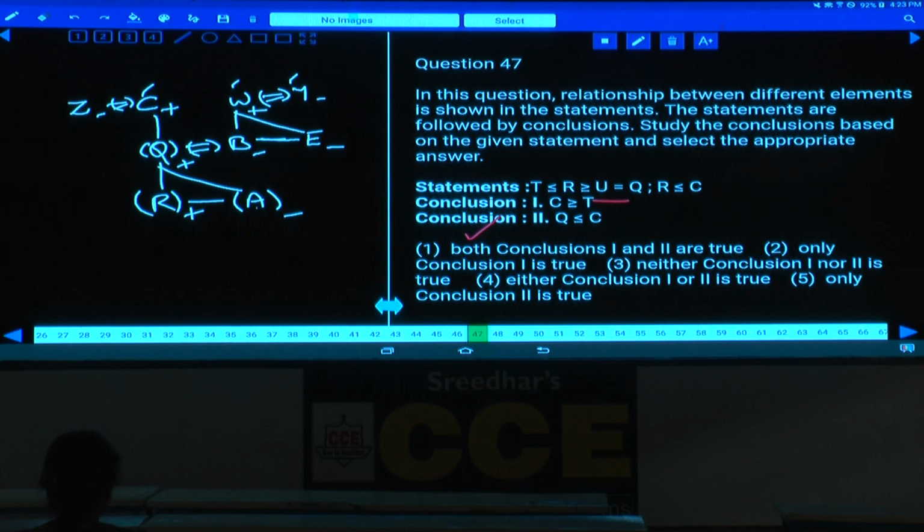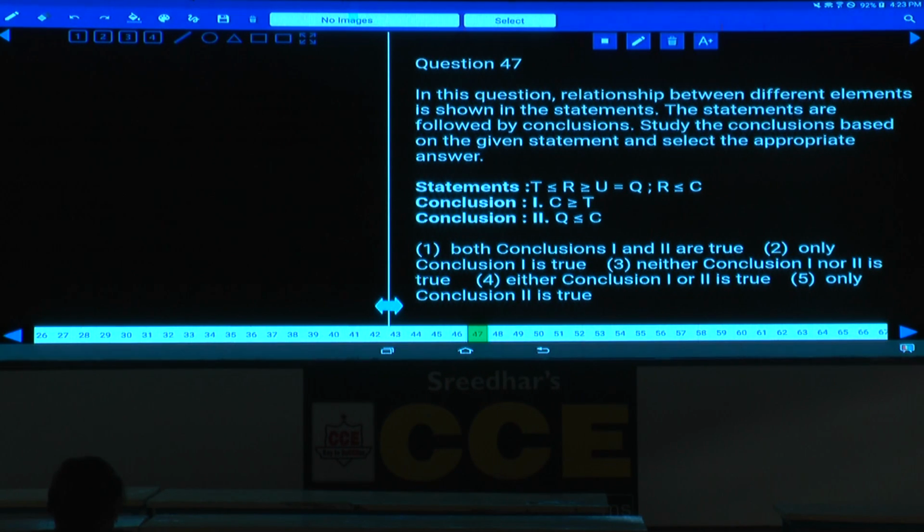Now question number 47 onwards, these are based on coded inequalities. Now question number 47, the relation between T and C. Now tell me which letter is common between T and C. T is in the first statement and C is in the second. Now between T and R, T lesser than or equals to R lesser than or equals to C. Now between T and C, T lesser than or equals to C, that is C greater than or equals to T, definitely true.